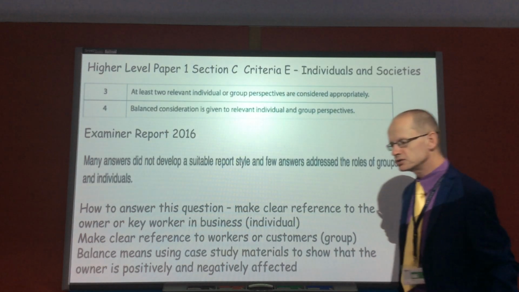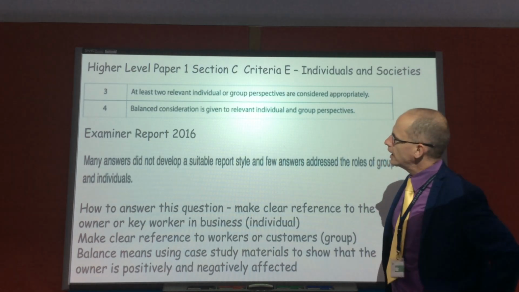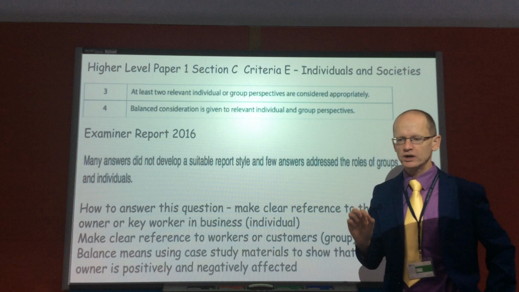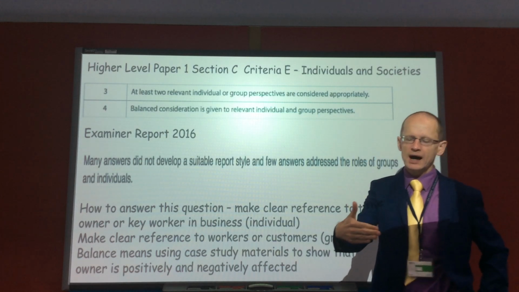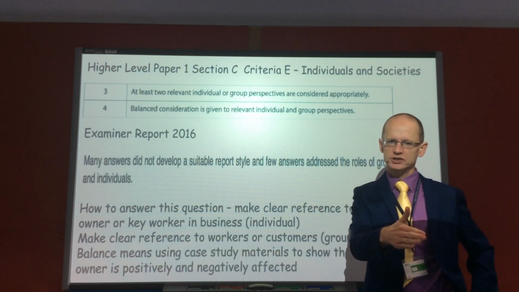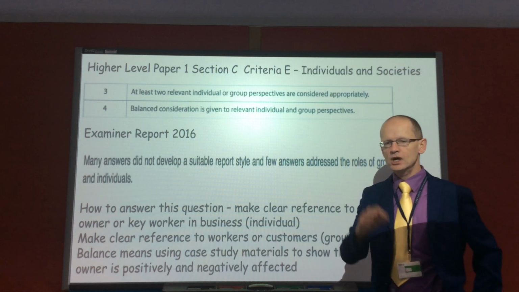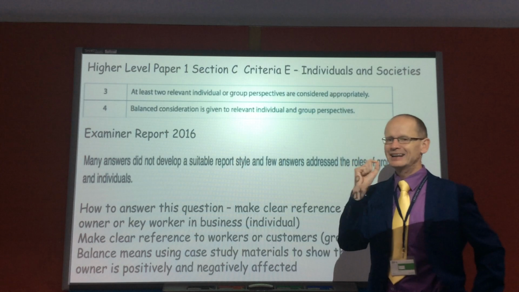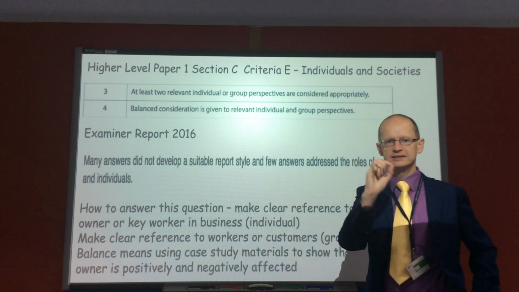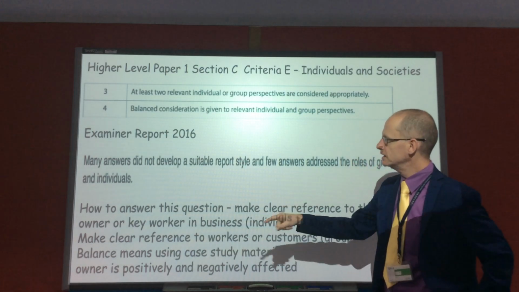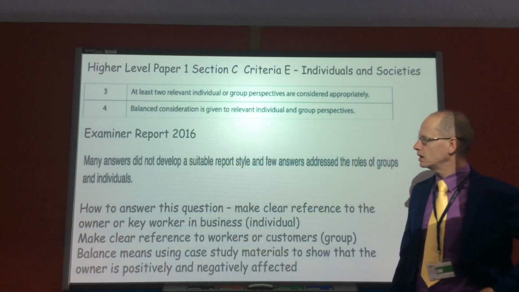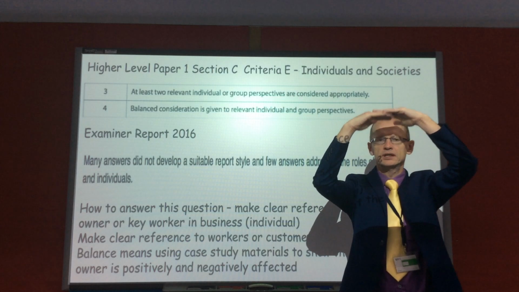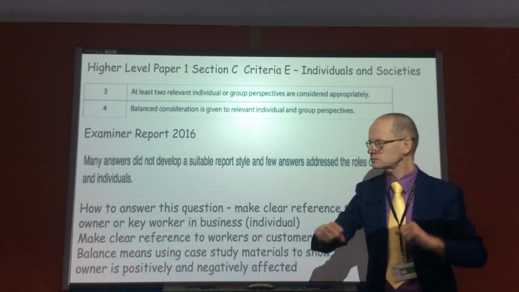Now, finally, for those of you who are higher level, your paper 1 section C, you have a 20-mark question which uses the same criteria as for the paper 2 section C. So the marking criteria is exactly the same. So you still have to write about stakeholders. Alright? And this is taken from the examiner's report of 2016. It says many answers did not develop a suitable report style. That kind of means having an introduction, main body, conclusion.